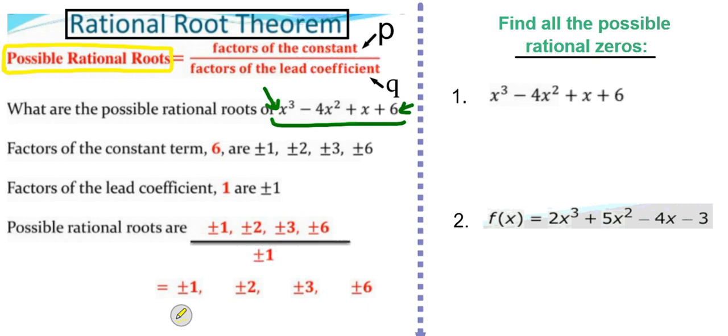All right, so let's see. We're looking at some possible rational zeros. And so what we're going to do with this first one is we're looking at 6. So it looks like we've done that before. Let me go ahead and redo.